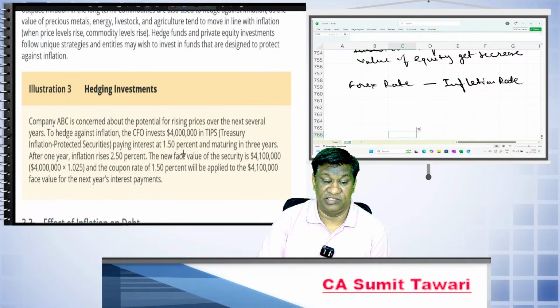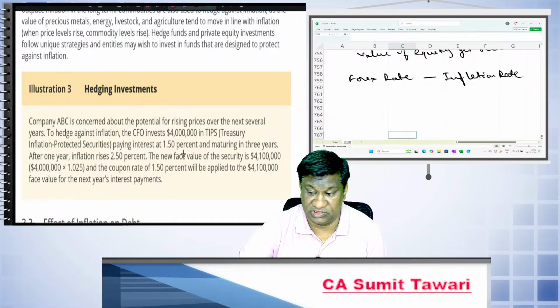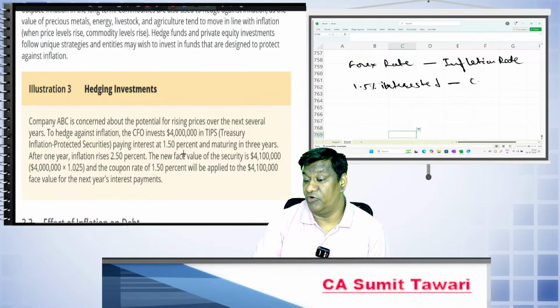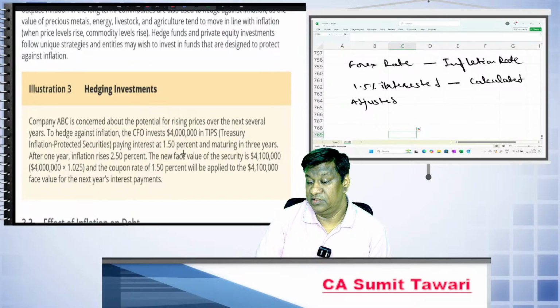So with treasury inflation protected securities, whatever interest rate is committed, 1.5%, that is calculated on the adjusted investment.